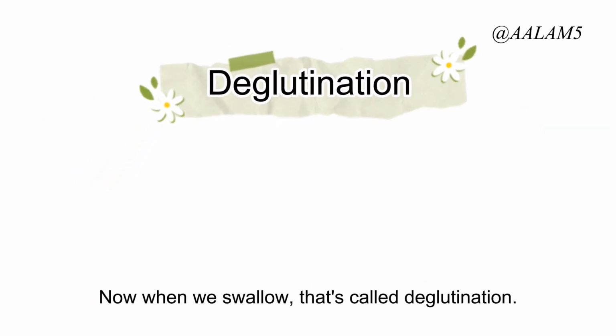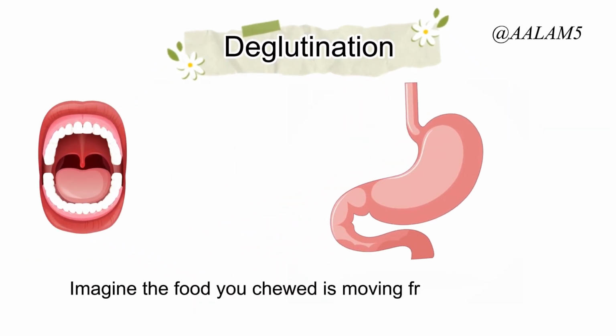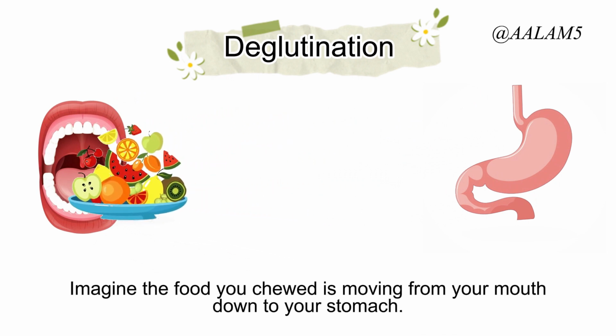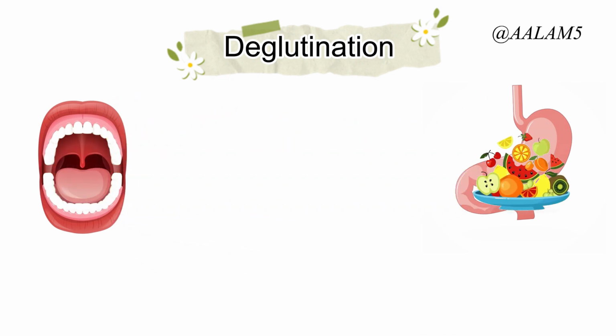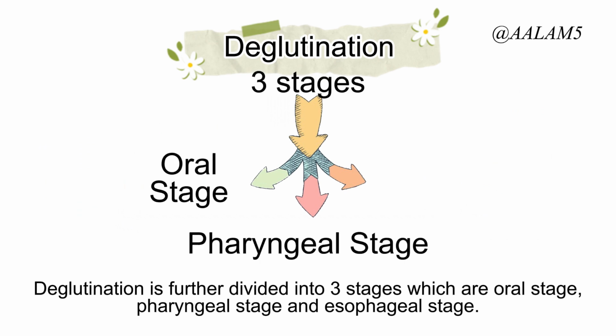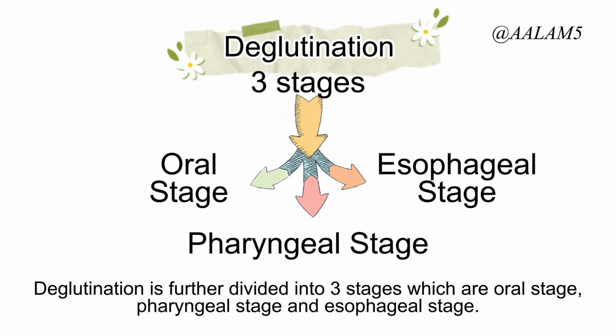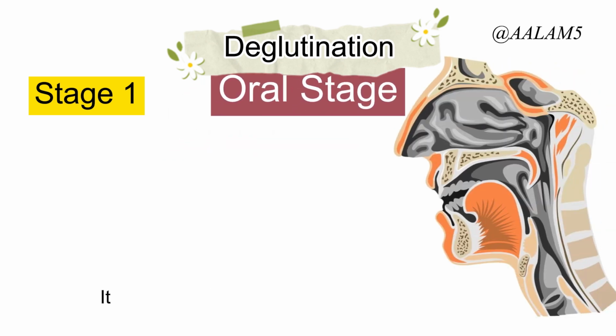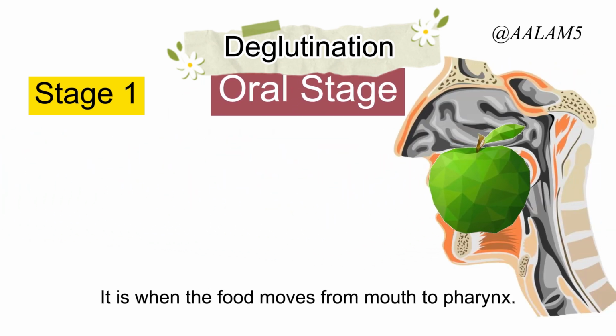Now, when we swallow, that's called deglutination. Imagine the food you chewed is moving from your mouth down to your stomach. Deglutination is further divided into three stages, which are the oral stage, pharyngeal stage, and esophageal stage. Stage 1 is the oral stage. It is when the food moves from the mouth to the pharynx.